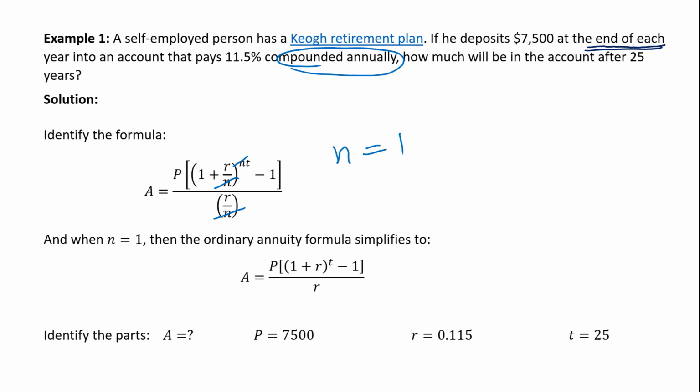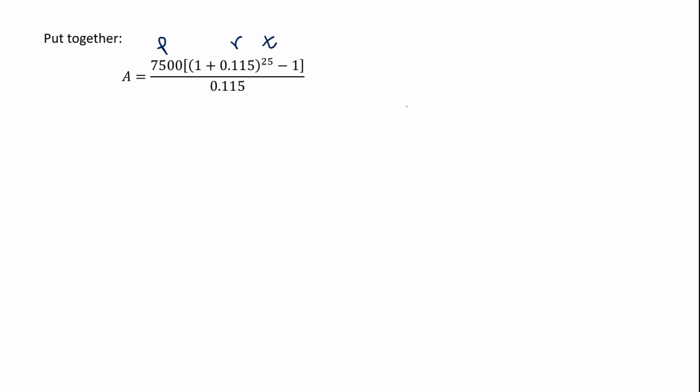Let's identify our parts. A, the future value is what we're looking for. The payment is $7,500 a year. The rate is 11.5% expressed in decimal form, and t is the time in years, which is 25. Now let's write that equation with the values in it. That is, we will put in $7,500 for the payment, 0.115 for the rate, and 25 for t.